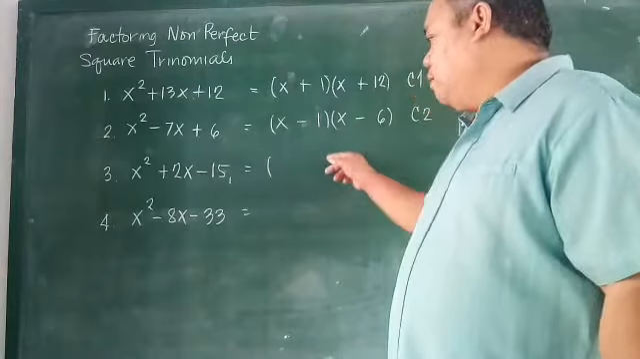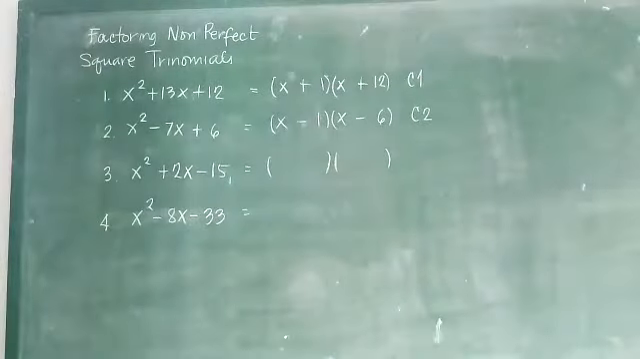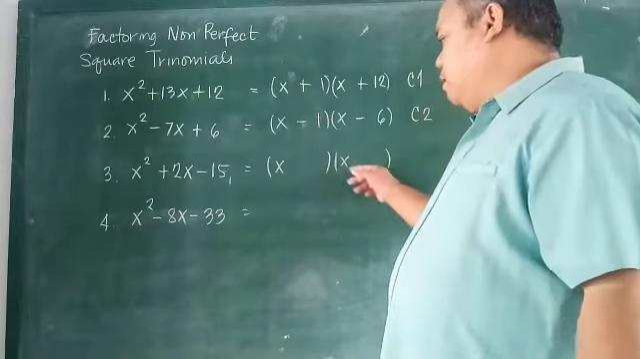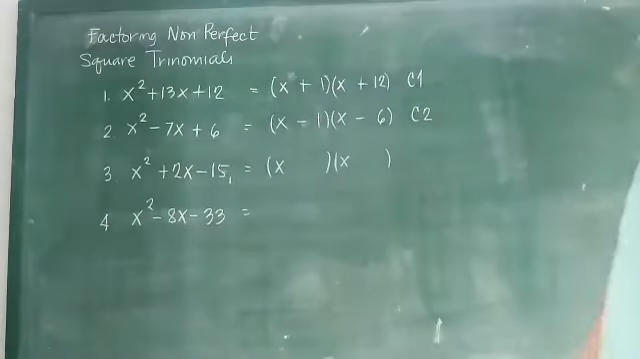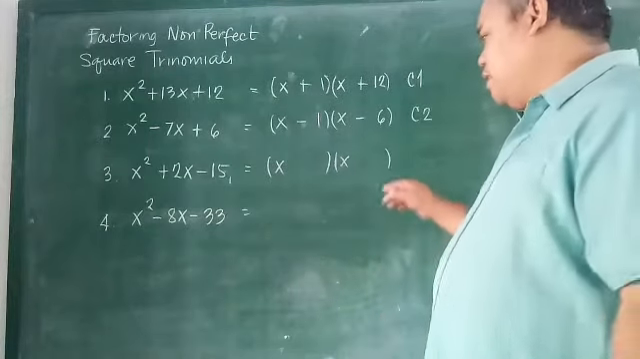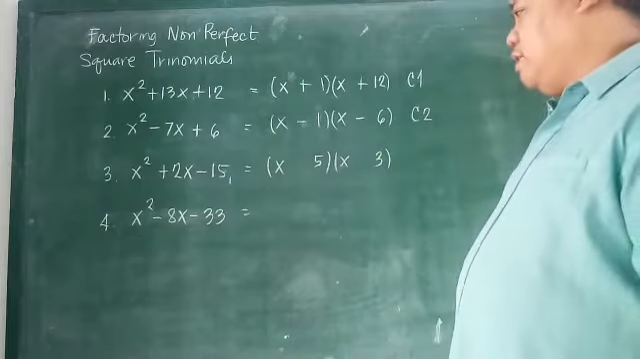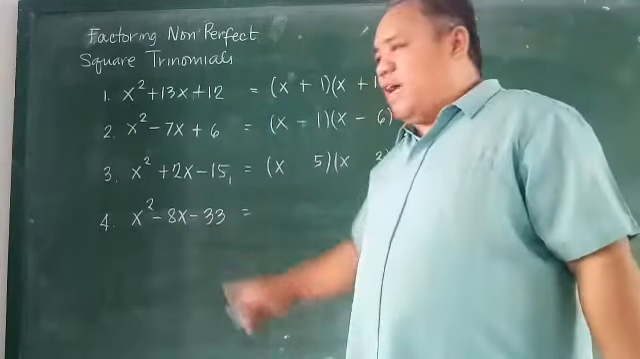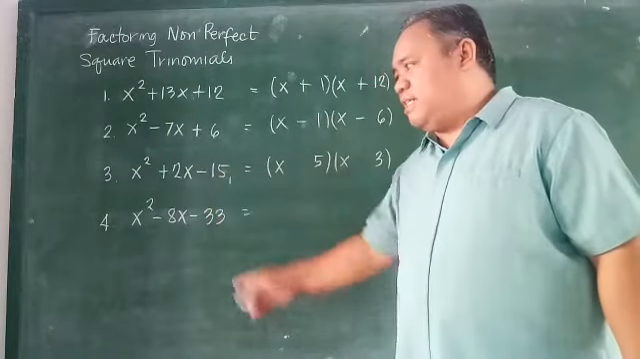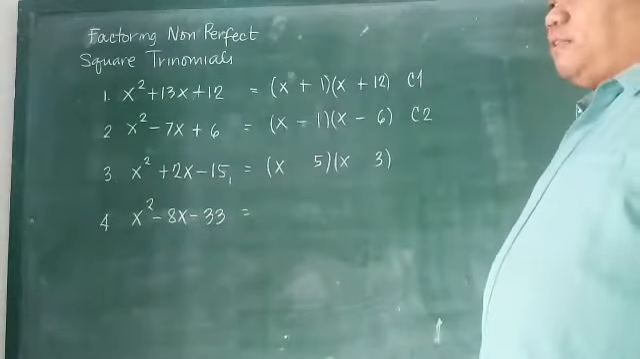Now, what about this one? Think of a number which, when you multiply, is 15, but when you subtract, that is 2. What are those numbers? That is 5 and 3. Now, since nasa dulo yung sign, be careful, because in this case, one factor should be positive and one factor is negative.